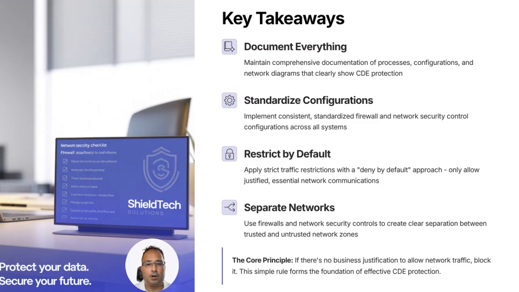To recap, Requirement 1 requires documented processes, standardized configurations, and strict traffic restrictions. Firewalls or network security controls must separate trusted and untrusted networks. Devices must be secured, and traffic denied by default unless justified. The principle is simple: if there's no reason to allow it, block it.